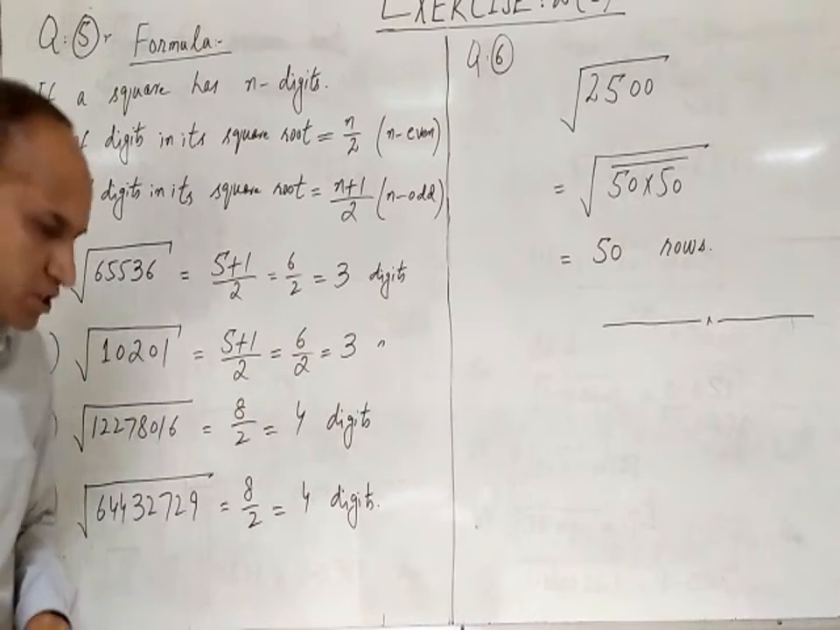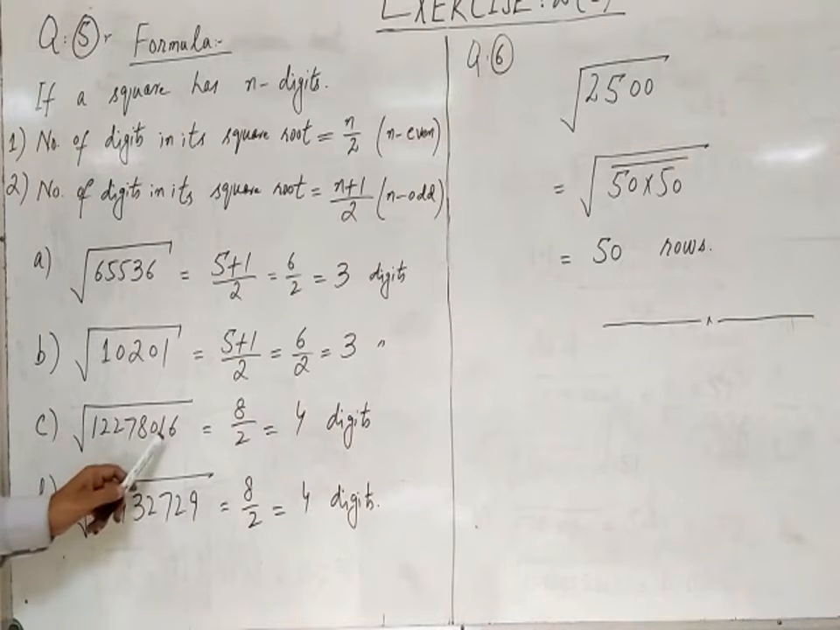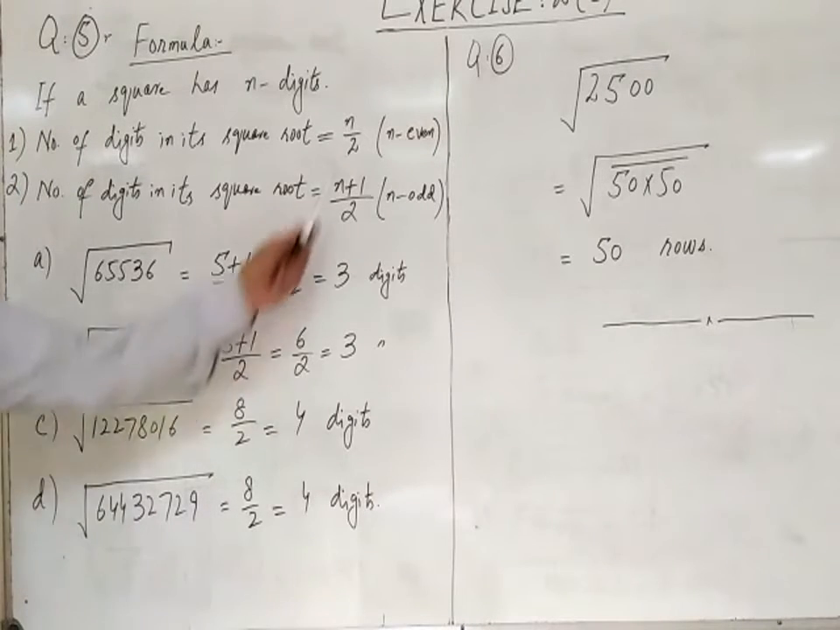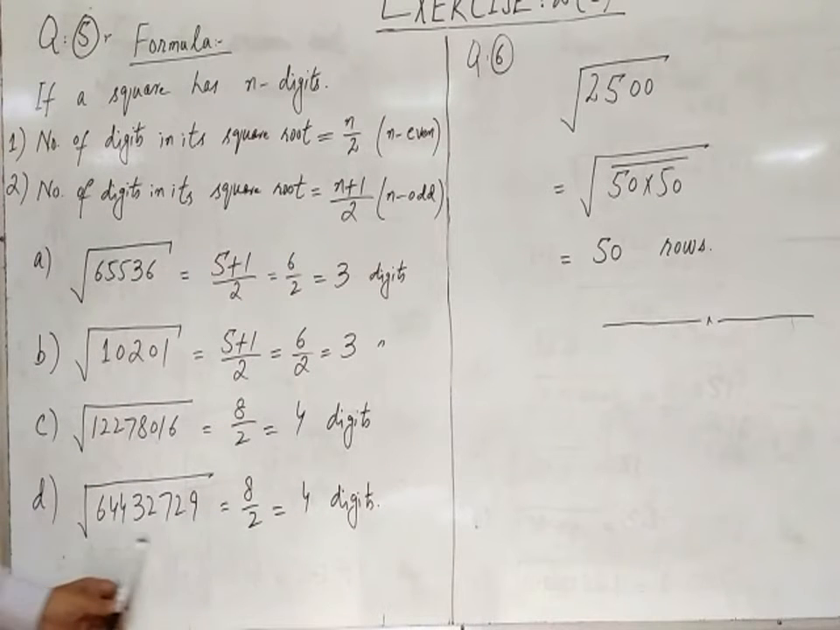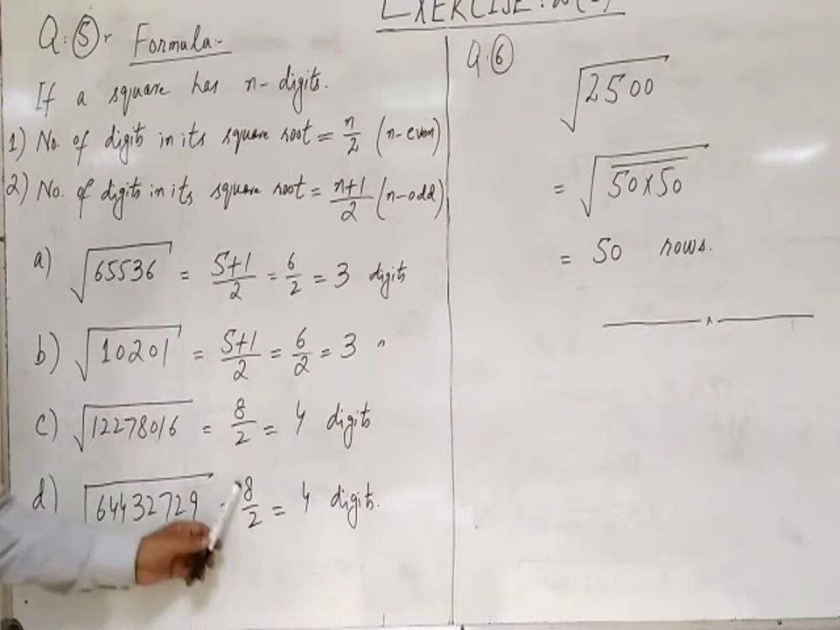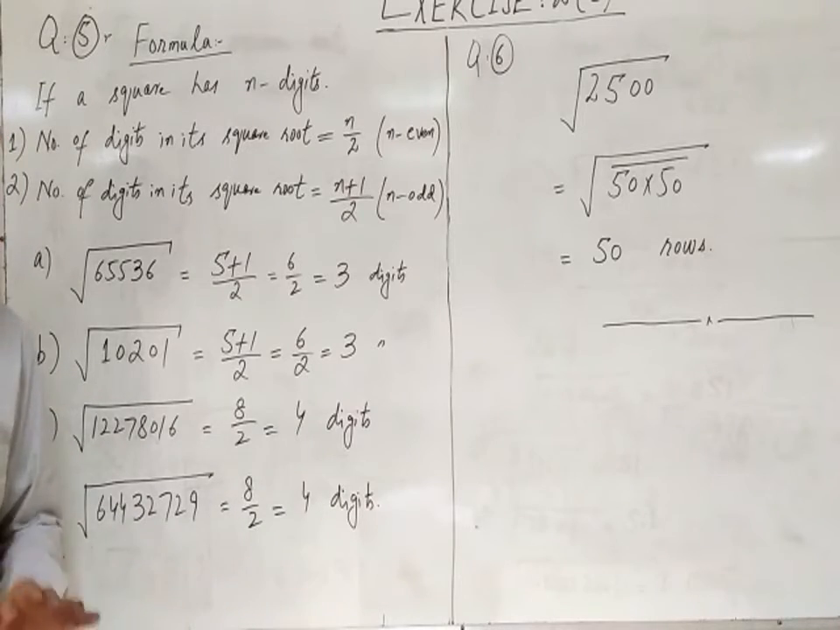Over here we have 1, 2, 3, 4, 5, 6, 7, 8. So 8 is even, so we use this formula, n by 2, so 8 by 2, 4 digits. Similar is the case over here. We have 8 digits, so 8 by 2 is equal to 4 digits.